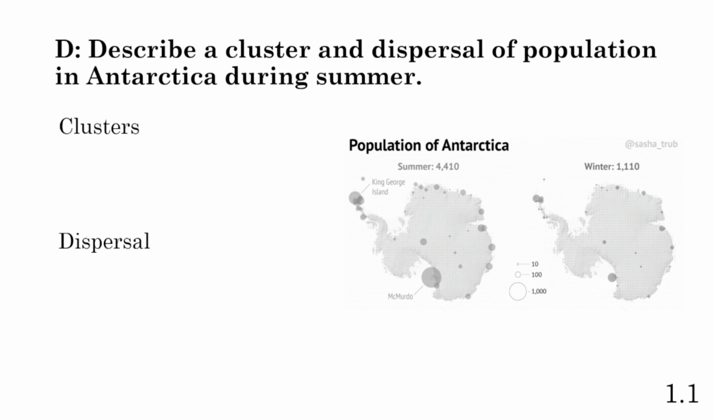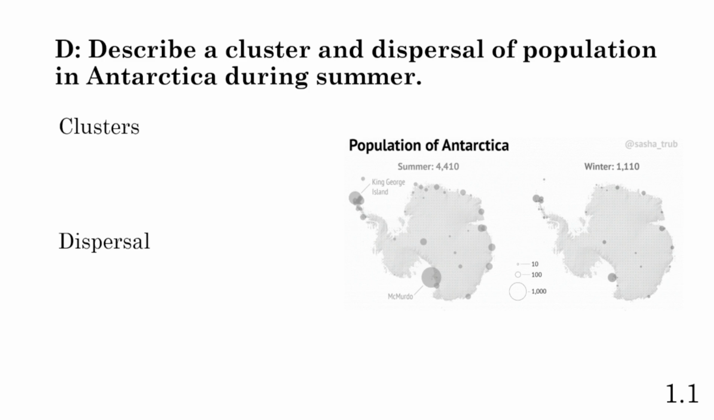Part D, describe a cluster and dispersal of population in Antarctica during summer. So first things first, you have to look at the map on the left, the summer map. The one on the right, the winter map, isn't going to help you. If you use that at all, I don't know how you're going to get the point on this question. Now, some people don't know the difference between cluster and dispersal, or they just never have used those terms before. It's not like they're used every single day. Cluster means accumulation, where people are close together. Dispersal means spread out.